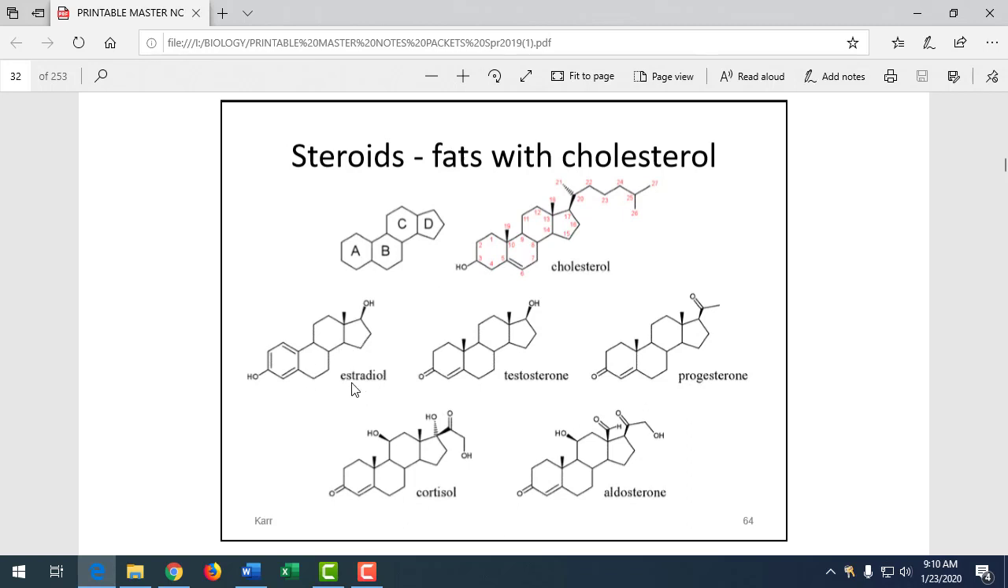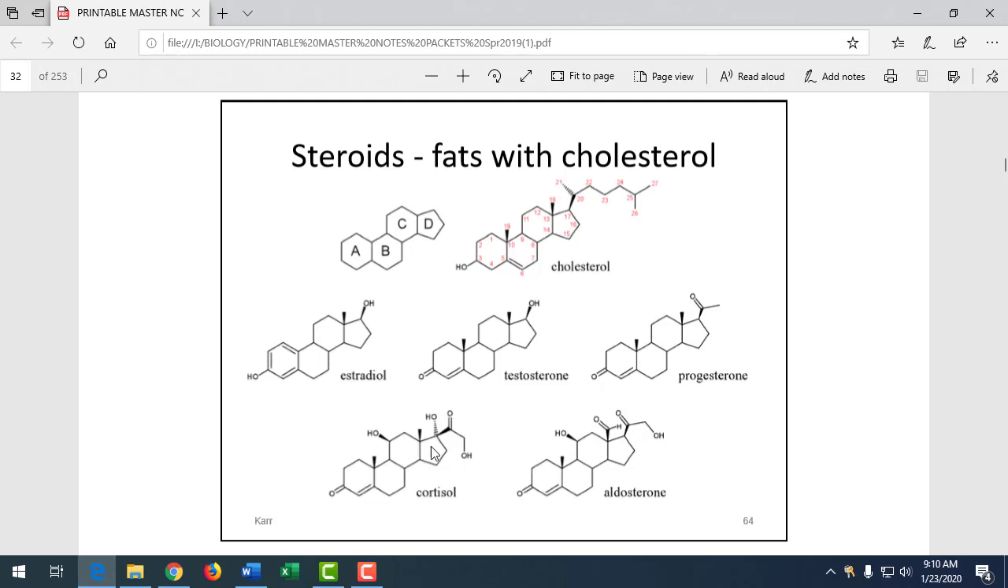This is estrogen. Estradiol is estrogen. That's an important hormone that makes girls girls. And testosterone is the hormone that makes men men. So they wouldn't look like men if they didn't have testosterone, and women wouldn't look like women if they didn't have estrogen. Progesterone is another female hormone that's important for pregnancy and the uterine lining.